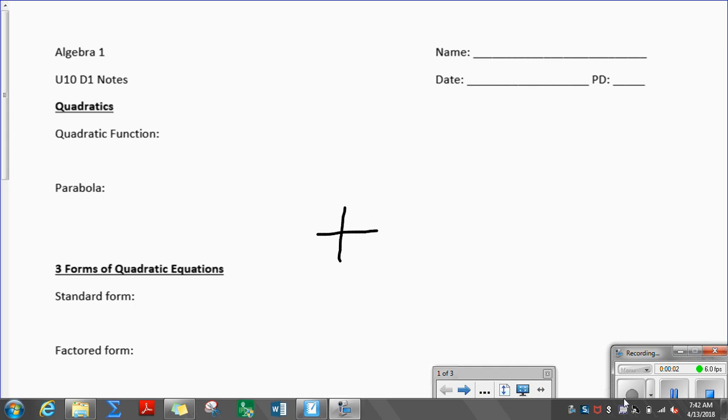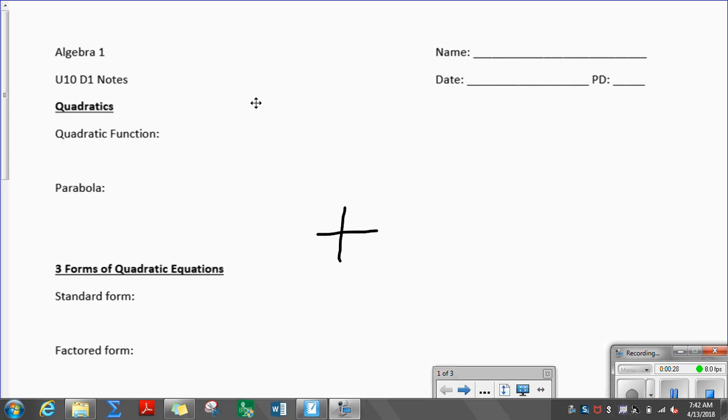Hi everybody, today we're going to do day 1 of Unit 10, which is all about quadratics. So, quadratics, we're mostly going to talk about how to find solutions for those kind of functions, what the graphs look like, and then dealing with word problems and stuff like that. Today is an introduction to quadratics, what they look like, and a little bit on how to graph them.